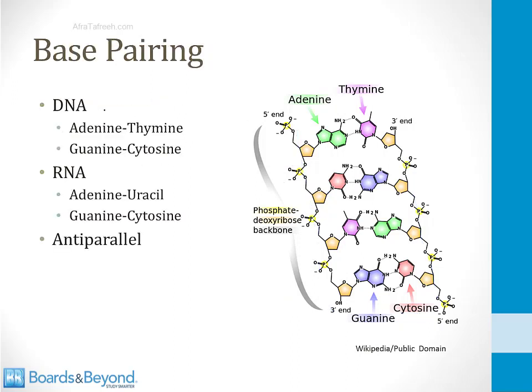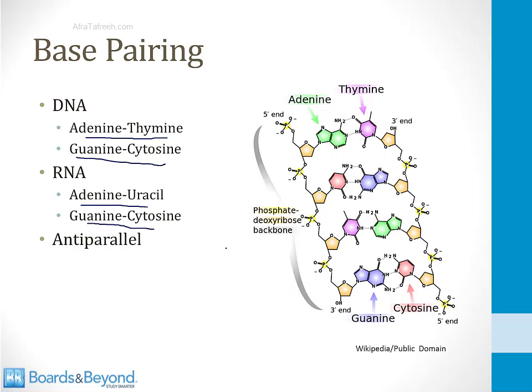The bases in DNA pair with one another, linking the two strands together, and adenine always pairs with thymine, as shown in this picture on the right, and guanine always pairs with cytosine. In RNA molecules, there is no thymine. Instead, there's a base called uracil, and so uracil takes the place of thymine and pairs with adenine. Guanine still pairs with cytosine in RNA.